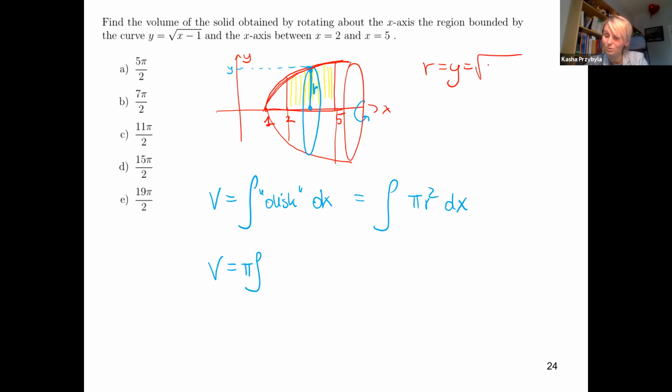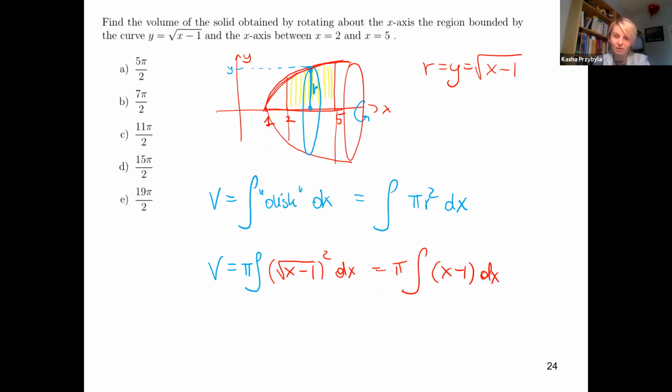We have the formula square root of x. Thank you, Gabrielle. Thank you, Abdallah. Square root of x minus 1. That means this will be the radius. Just square root of x minus 1 and squared. That means we can just integrate x minus 1, but we're still missing limits of integration.